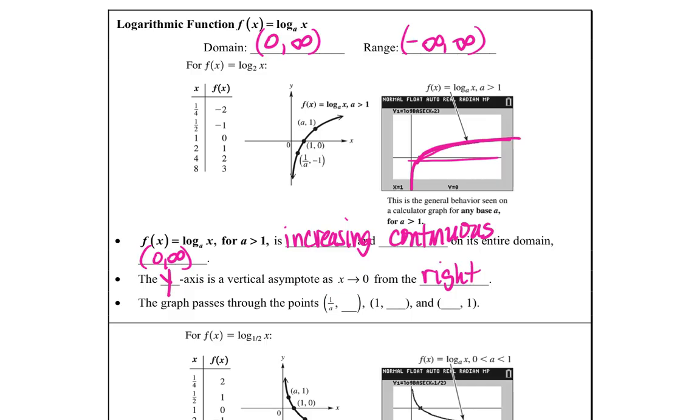Right. And every single one of these graphs will pass through these points: (1/a, -1), (1, 0), and (a, 1). So it will always go through those 3 points, whatever your base is.